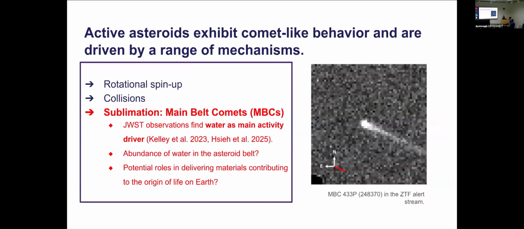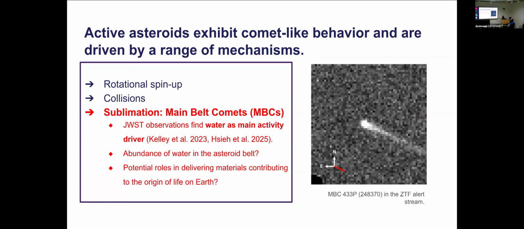So the active asteroids, they're cool. They're objects that look like comets unexpectedly or maybe not. And they're driven by multiple mechanisms, each of which inform important things about solar system formation and evolution. I'll highlight that the sublimation-driven ones or main belt comets are especially interesting because some of them seem to be driven by water, which separates them from the comet population. And so that kind of suggests if we can constrain the MBCs, maybe we could say something about the abundance of water in the asteroid belt. And as well, maybe their potential roles in delivering materials contributing to the origin of life on Earth.